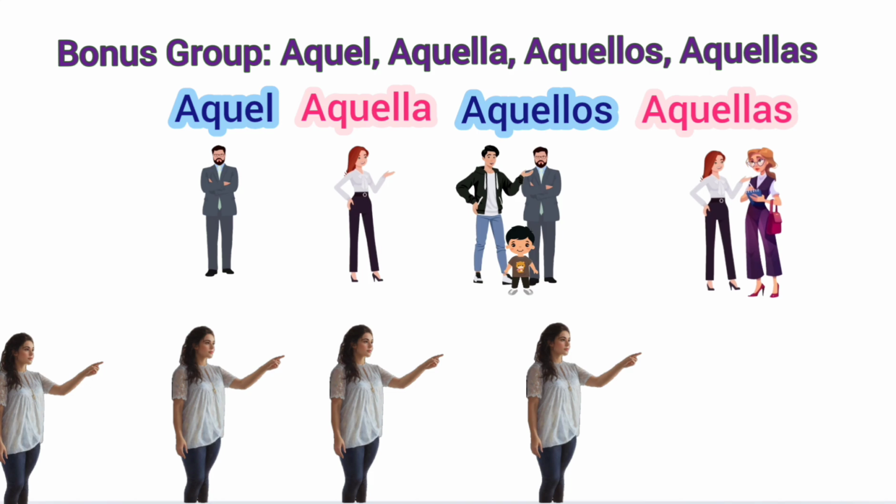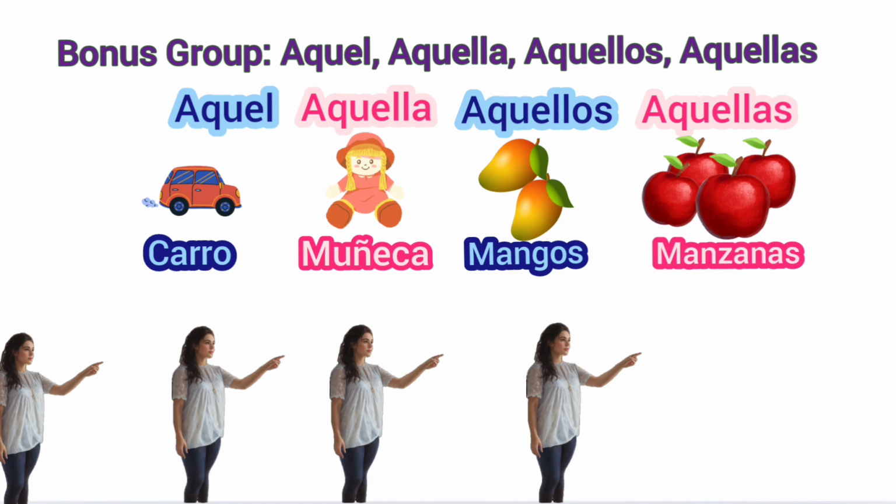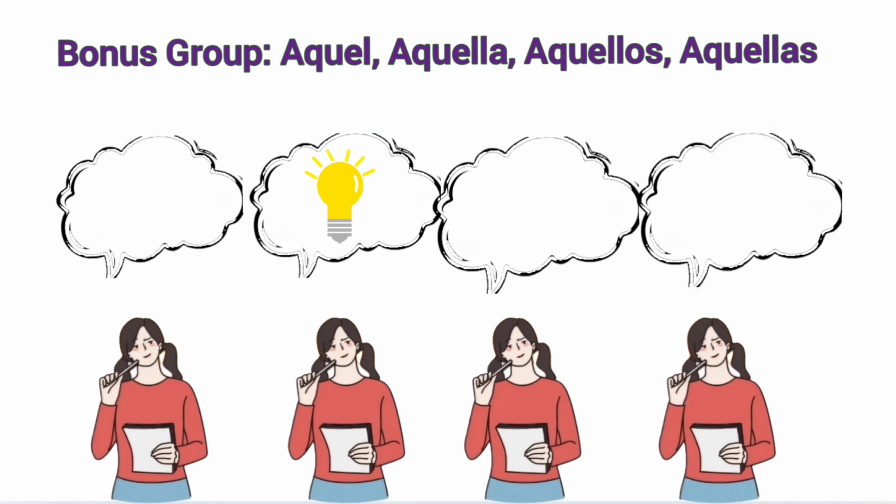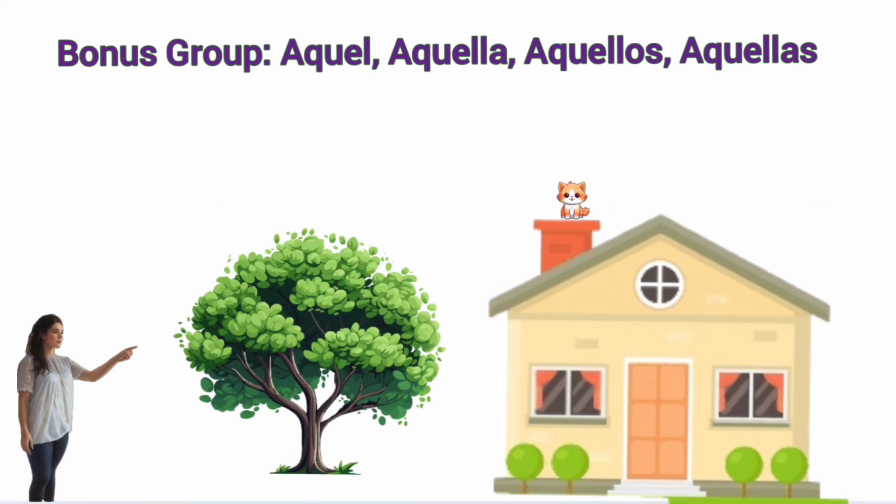Aquel, aquella, aquellos, aquellas. These are used to refer to things that are farther away, either in distance or even in time. There's no perfect English equivalent, but it is like saying that one over there.